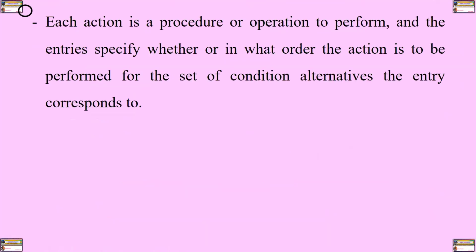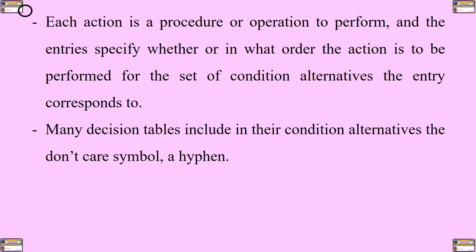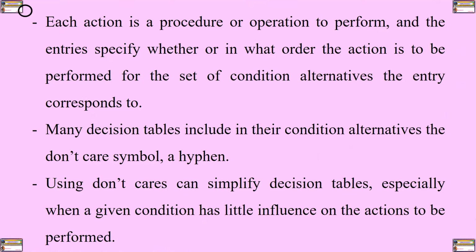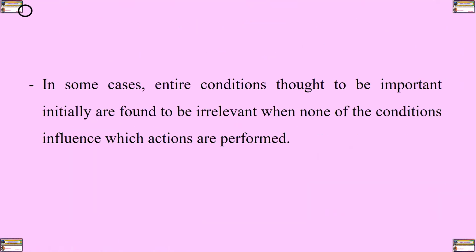Each action is a procedural operation to perform, and the entries specify whether or in what order the action is to be performed for the set of condition alternatives the entry corresponds to. Many decision tables include in their condition alternatives the don't care symbol, or a hyphen. Using don't cares can simplify decision tables, especially when a given condition has little influence on the actions to be performed. In some cases, entire conditions thought to be important initially are found to be irrelevant when none of the conditions influence which actions are performed.